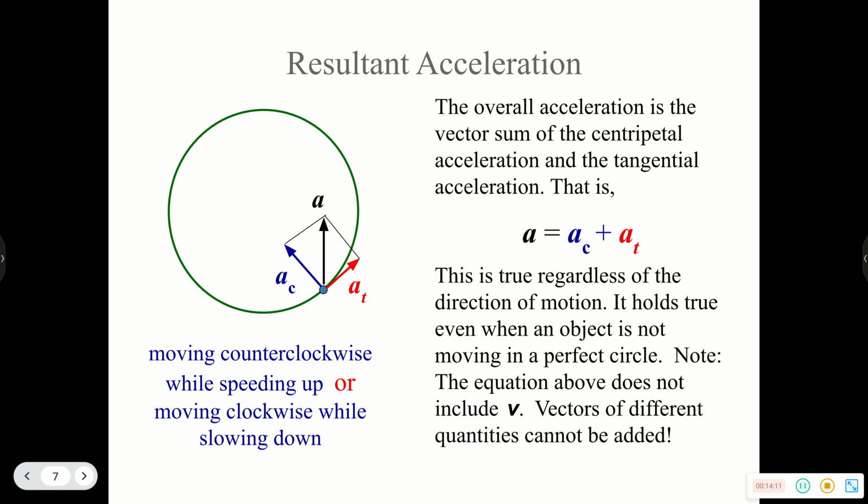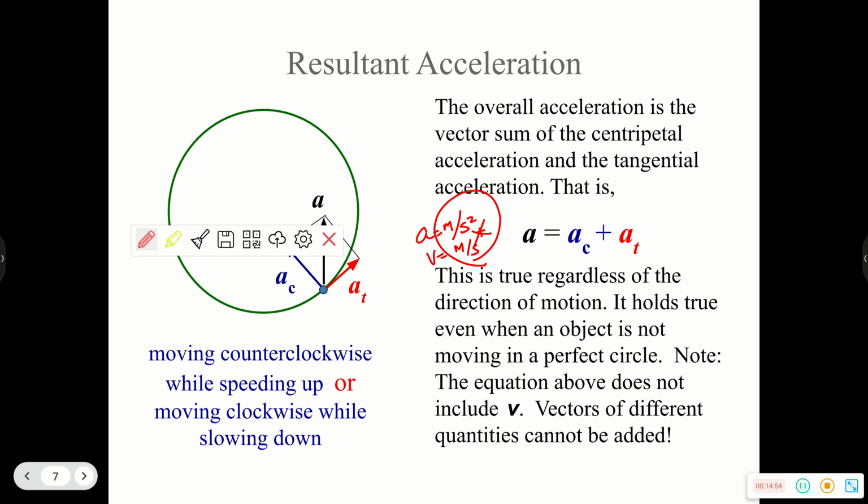It's true regardless of what way the motion is working. It holds true even when an object is not moving in a perfect circle. The equation above, however, does not include what? It doesn't include velocity. Vectors of different quantities can't be added because remember, acceleration is meters per second squared. Velocity is meters per second. You can't add these two together. No, you cannot. That's why you can't have velocity in the resultant acceleration.